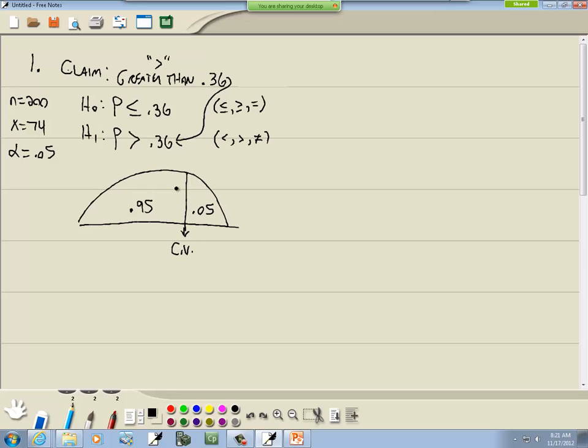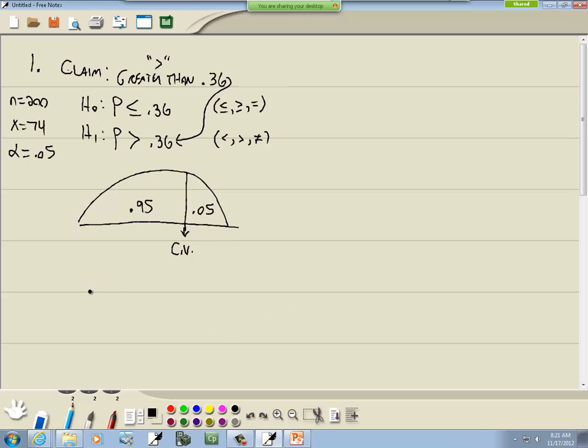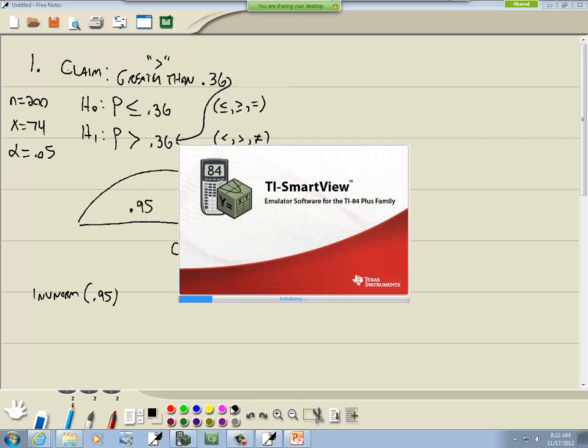Our critical value is what separates the main body from the tails. And this says find the critical values. Use INV norm. Now, INV norm is based upon the area to the left. So if I'm looking at the critical value here, the area to the left of it is 0.95. So we'll do INV norm 0.95. Grab a drink while that's coming up.